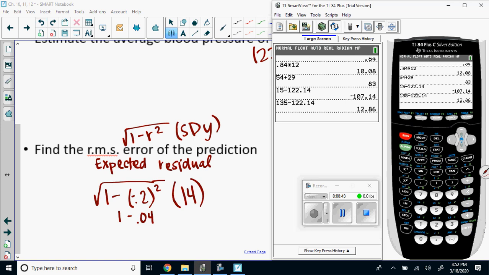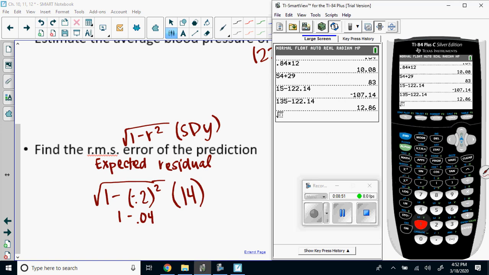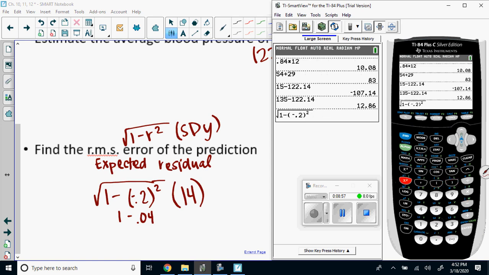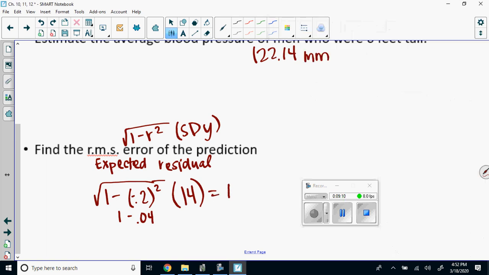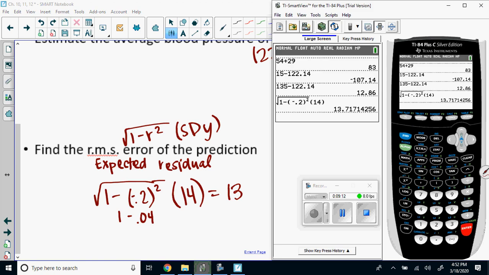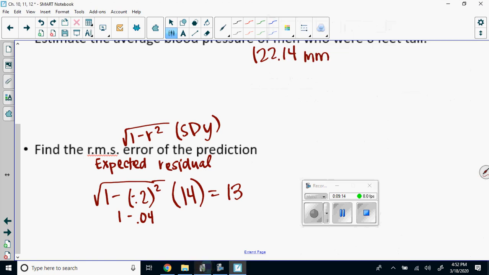So I'm going to do the square root of 1 minus negative 0.2 squared. And then I'm going to arrow outside of the square root and multiply it by 14. And I would expect this to be off by 13.7. Which, if you remember from our previous one, it was off by just about 13, so that's pretty accurate there.